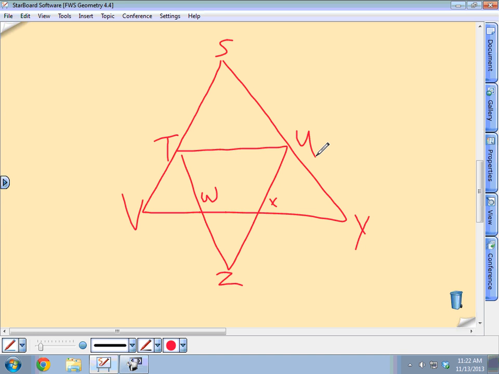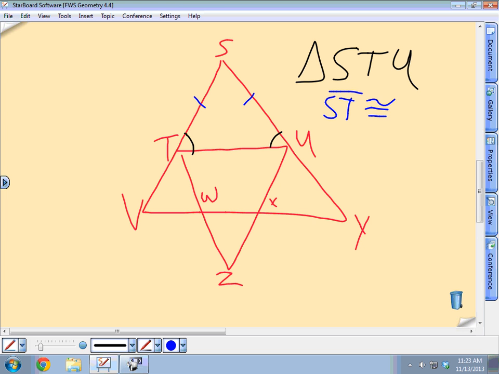Okay, so it's saying that angle STU, this angle here, is congruent to angle SUT, this angle here. So it's asking what's the triangle? Well, that makes this whole triangle isosceles, triangle STU. And then what are the congruent legs? Well, they're here, ST and SU. Okay, that makes sense. That's what they're asking.